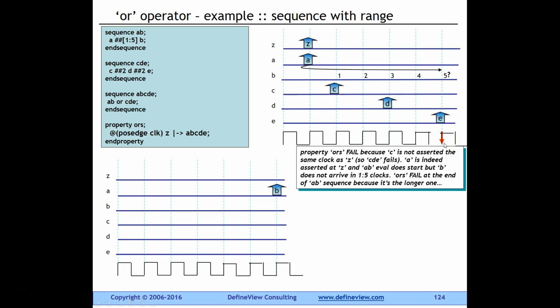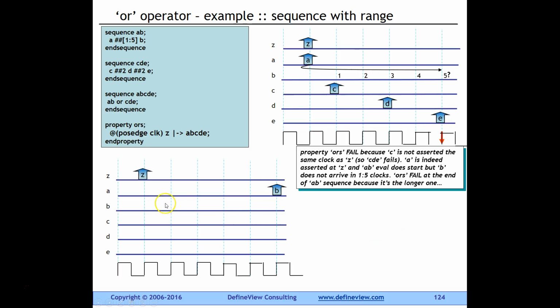And this is again rehashing overlapping versus non-overlapping, and I want to make sure you don't confuse that with the OR, AND, or intersect operator. So the reason it fails here is that when Z was true, for AB or CDE, both the sequences, meaning A and C, must occur at the same time as Z because of the overlapping operator. And we see that C did not start the same as Z. So even though it matches its property, the entire property OR fails.